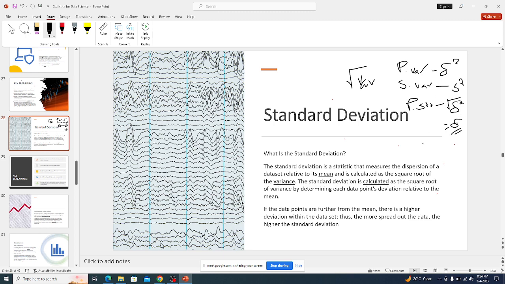Then also we need the sample standard deviation. For sample standard deviation, it will be the square root of s squared, which is s. So this is our sample standard deviation, and this is our population standard deviation.